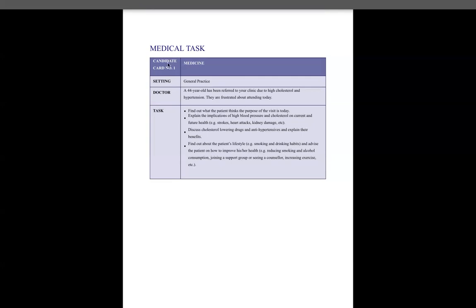As you can see here, there's a setting. Setting means where you are at that time. It could be in the hospital, inside a GP practice, or, let's say, in an emergency department. And they would give a brief introduction about what your role is. For example, here they've said a 44-year-old has been referred to your clinic due to high cholesterol and hypertension.